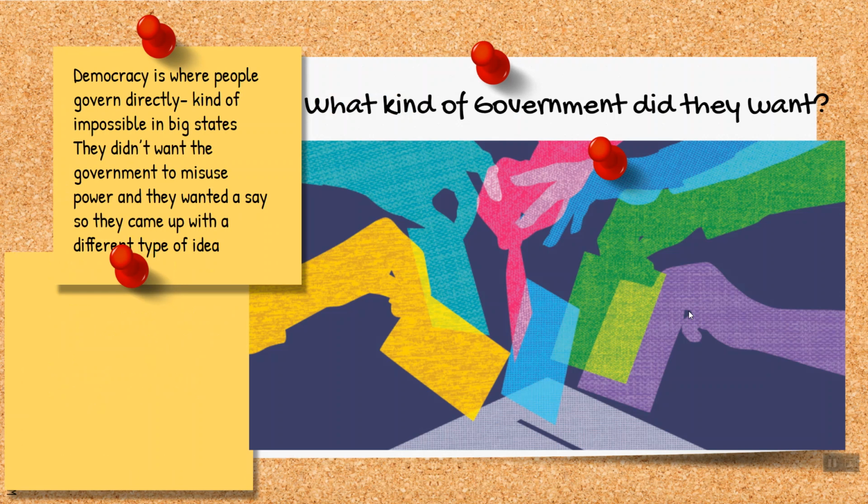So democracy, you've heard that word a lot. This is something that a lot of people think is what the colonists and the Americans and what we are today are, but we're really not. Democracy is where people govern directly. What that means is they get to have a say in every decision.